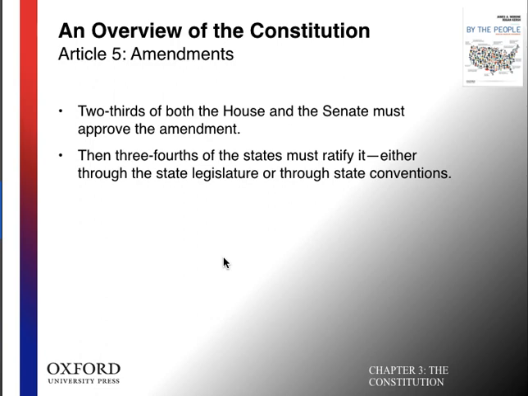All right. Article 5, the amendments, talks about how they're going to amend the Constitution. There are two ways to do it, but for this class, we'll talk about one way. Two-thirds of the House and Senate must approve the amendment, and then three-fourths of the states must ratify it. They can ratify it through either their state legislature or through a state convention. So please remember that. That's how we make an amendment to the Constitution.